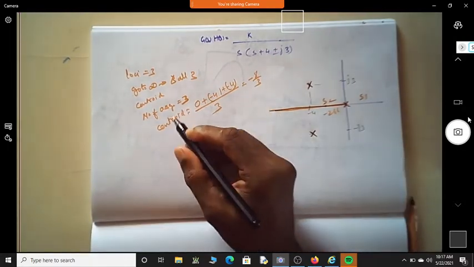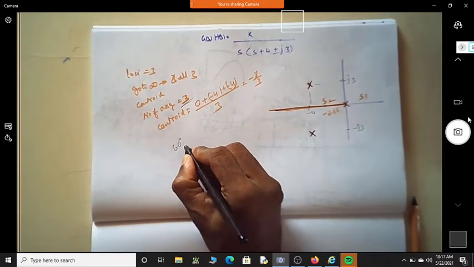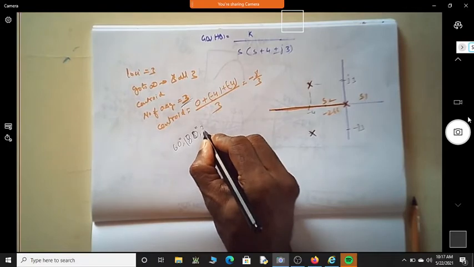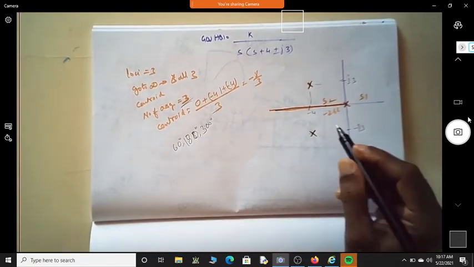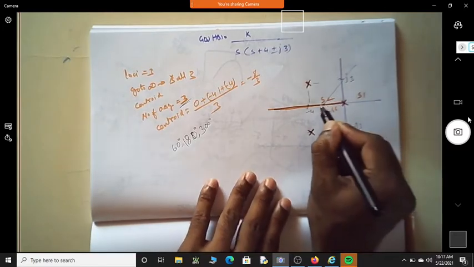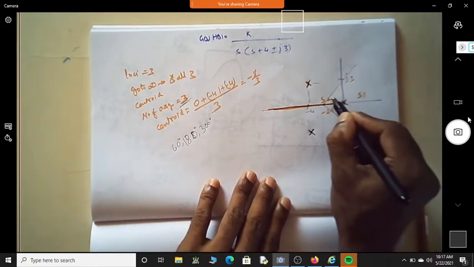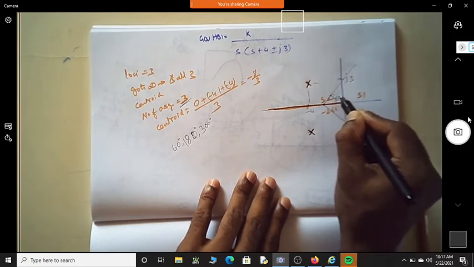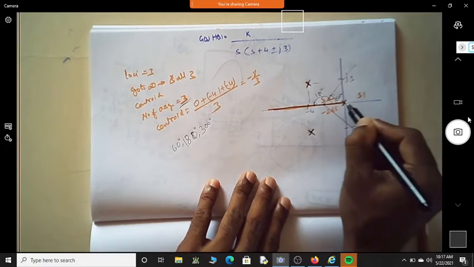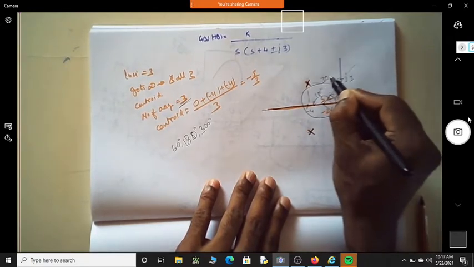So what are the angles? You have three angles: 60 degrees, 180 degrees and 300 degrees. So one is at 60 degrees, one at 180 degrees, and the other at 300 degrees. When I say 60, it is from here, 60 degrees. This is 180 degrees because this is the reference angle. And then this is 300 degrees.